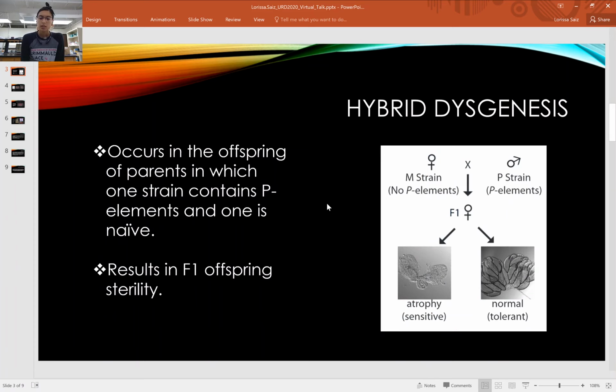One of the effects of P elements on fruit flies is hybrid dysgenesis. This occurs in offspring of parents in which the maternal strain is naive, or does not contain P elements, and the P strain or paternal strain does contain P elements. So in these F1 offspring, they can either be sterile, which means that their ovaries have atrophied and they are sensitive to P element transposition, or they can be normal, which means that they have developed some means of tolerance or resistance or silencing to P elements.